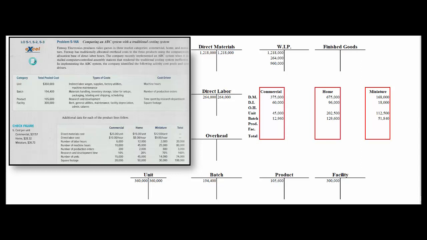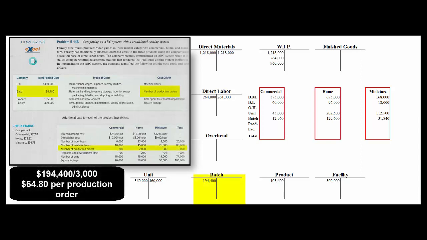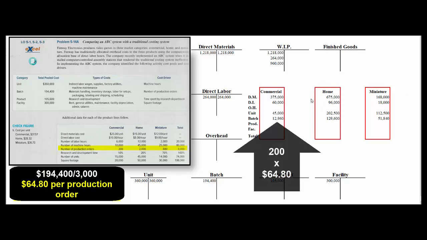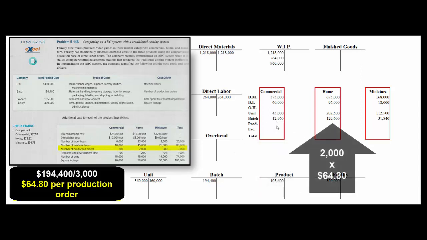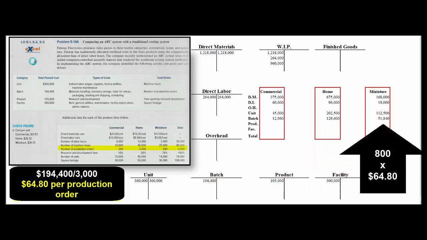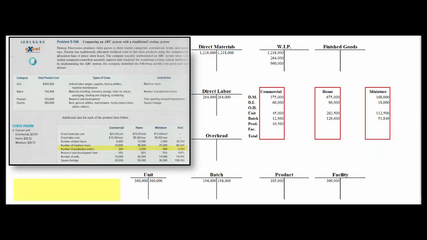Let's allocate the batch level. $194,400 in cost in that pool, divided by the number of production orders, and the total number of production orders is 3,000. So we get $64.80 per each production order. We look at the commercial product, and it has production orders of 200. 200 times 64.80 gives us 12,960. The home product has 2,000 production orders, so we should end up at 10 times the commercial, and sure enough we do, 129,600. And the miniature product has 800 production orders. 800 times that 64.80 gives us 51,840.